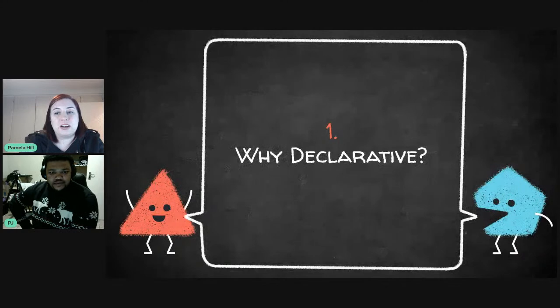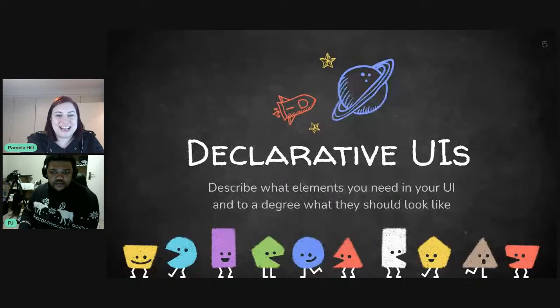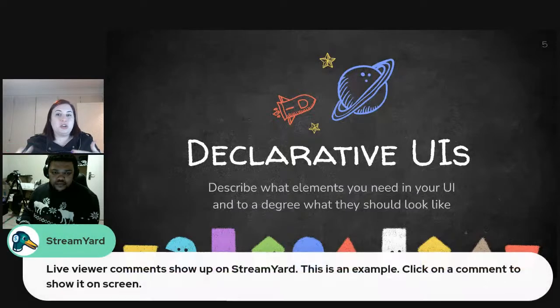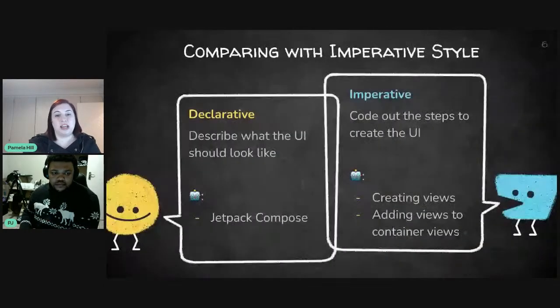A really good way of introducing our topic for tonight is, why do we actually want to do declarative? And it really starts with thinking about what is a declarative UI. It basically describes all the elements that you want to put in your UI, and to a degree what it should look like. But you're not going to specify exact positioning of UI elements, or every single styling attribute that it should have.